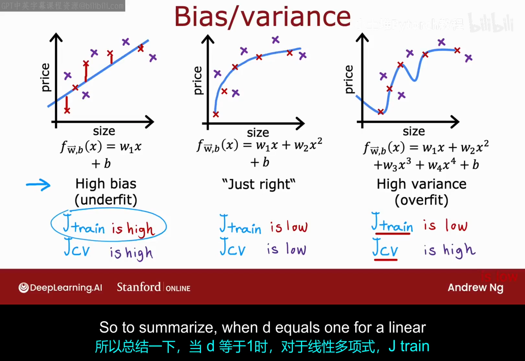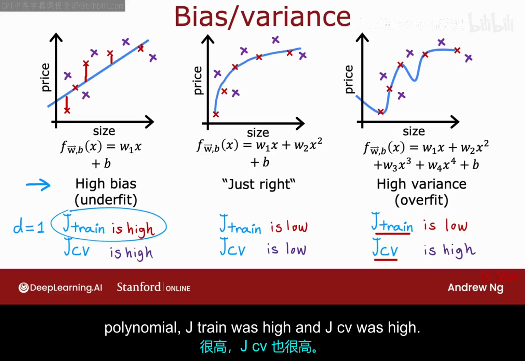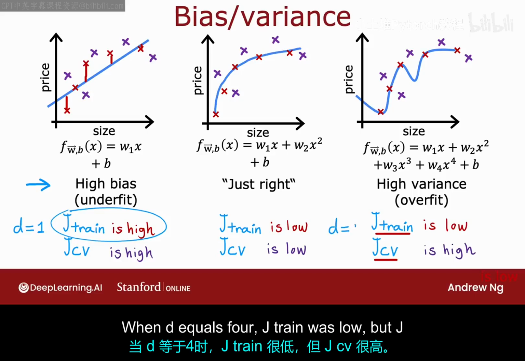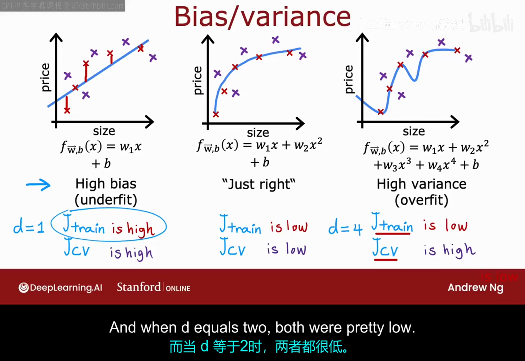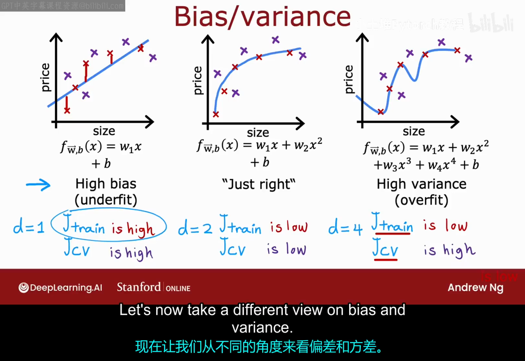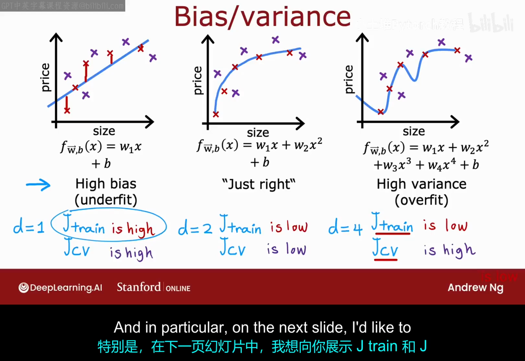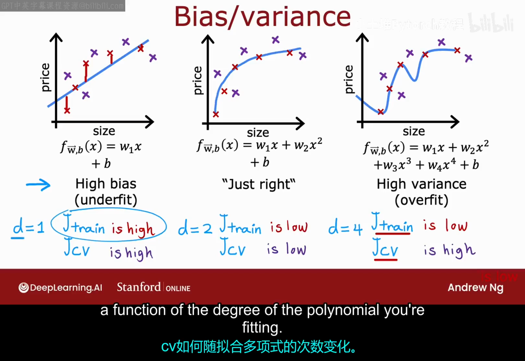So to summarize, when d equals 1 for a linear polynomial, JTrain was high and JCV was high. When d equals 4, JTrain was low, but JCV is high. And when d equals 2, both were pretty low. Let's now take a different view on bias and variance. And in particular, on the next slide, I'd like to show you how JTrain and JCV vary as a function of the degree of the polynomial you're fitting.